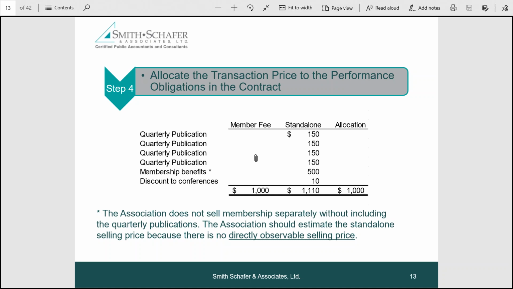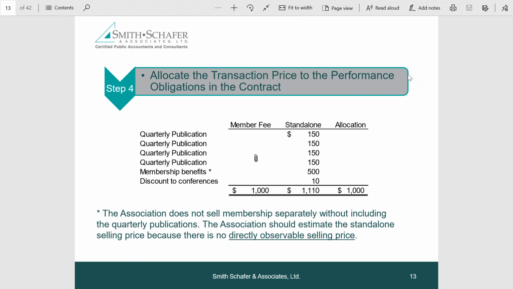But then we get into the membership benefits, and that has the asterisk next to it, which is defined below. That's saying that since we don't sell the membership benefits or memberships without the quarterly publication, it's hard for us to really know what the standalone selling price is. So we basically have to estimate. If we offered some sort of membership level, let's say for $800, that didn't include the quarterly publication, then we would know exactly what that number should be. But since we do not, we have to come up with a price. And that could get kind of complicated if you don't have anything to base it off of.